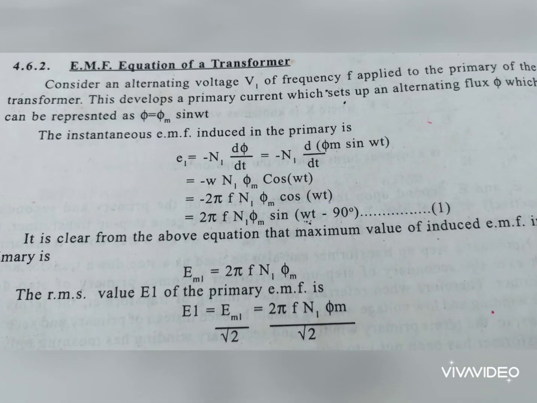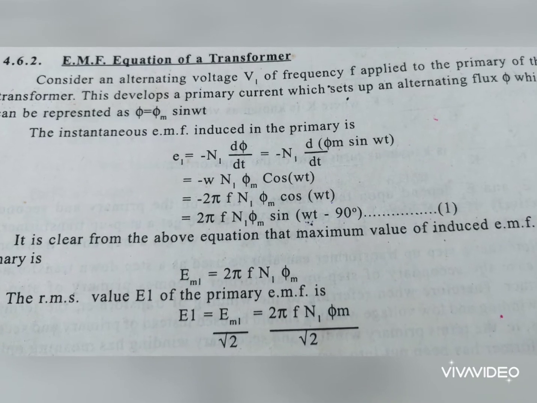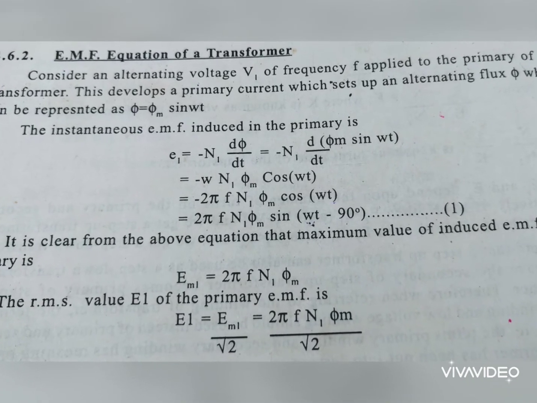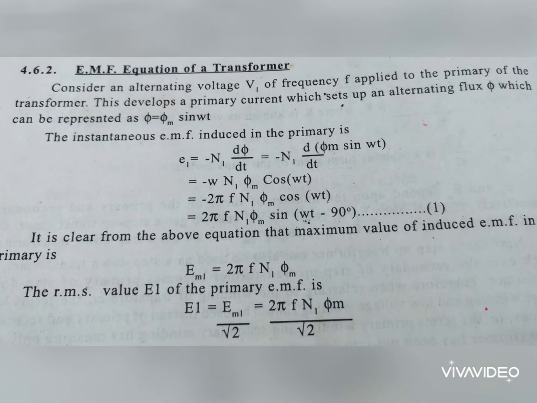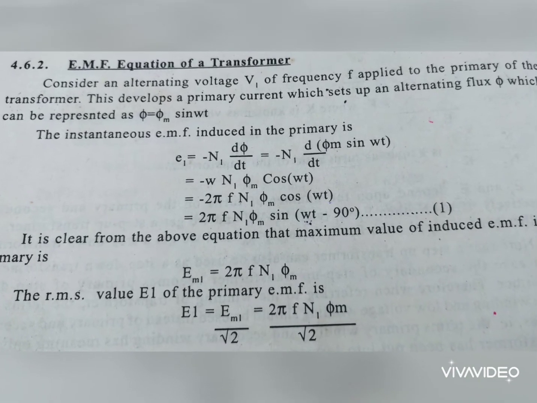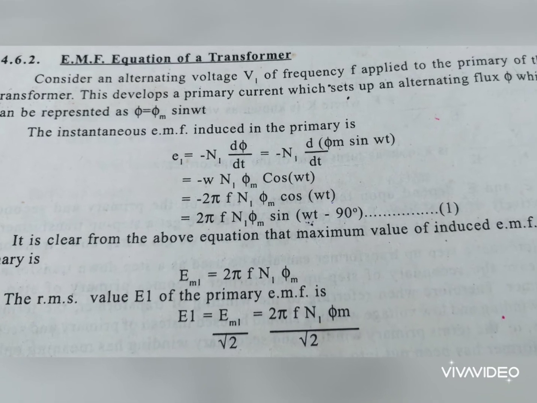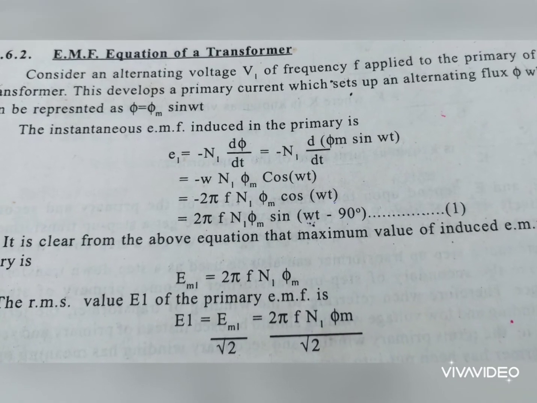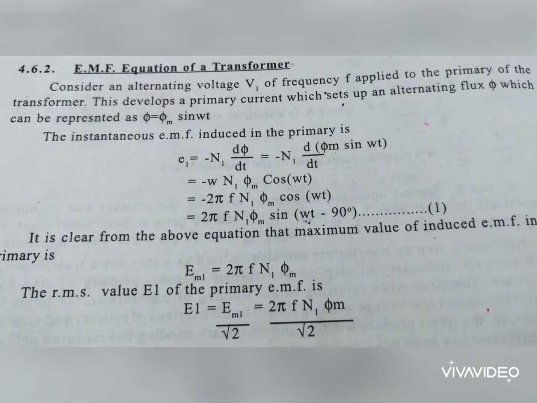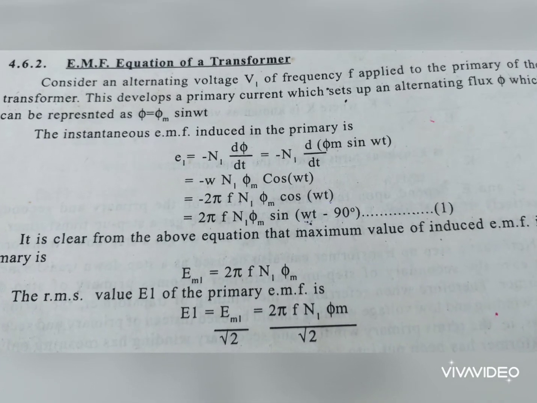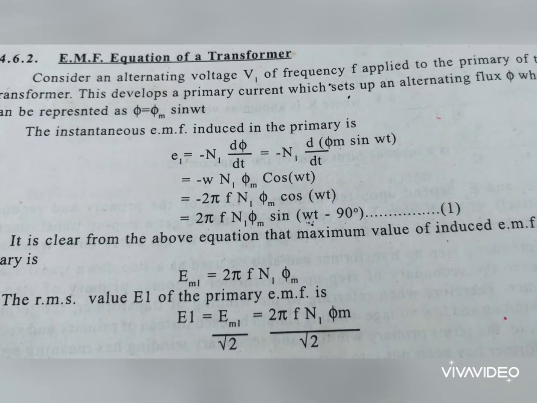The EMF equation of a transformer: consider an alternating voltage V1 of frequency f applied to the primary of the transformer. This develops a primary current which sets up an alternating flux phi, which can be represented as phi = phi m sin omega t. Instantaneous EMF induced in the primary is E1 = minus N1 d phi by dt.